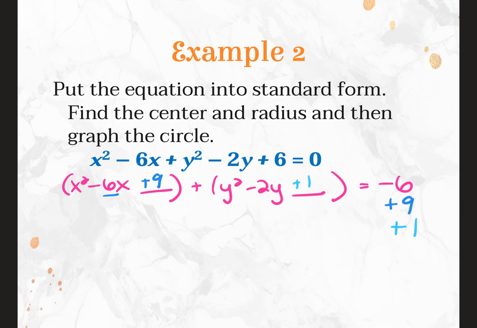And now we factor. So the square root of x squared is x. The square root of 9 is 3. Take the sign from the middle, which is negative. Put it in the parentheses and square it.